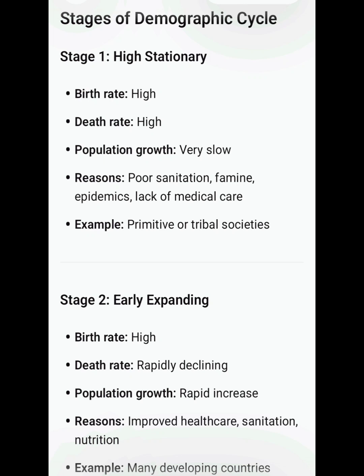And stage 2, early expanding. The birth rate is high, the death rate is rapidly declining, and the population growth is a rapid increase. And what is the reason? Improved healthcare, sanitation, nutrition. Example, many developing countries.